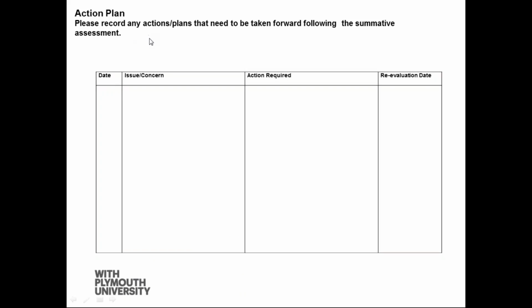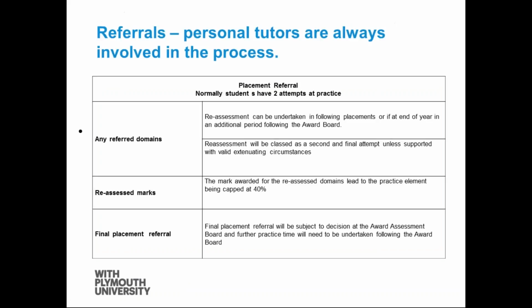This is an action plan. If there is anything particular you may have achieved, or if you haven't achieved, what is it you need to do and what action is required for you to take forward into the next placement. Whether you are referred or not, it's still important to identify areas that you need to work on and develop, and this is what this form is particularly for.